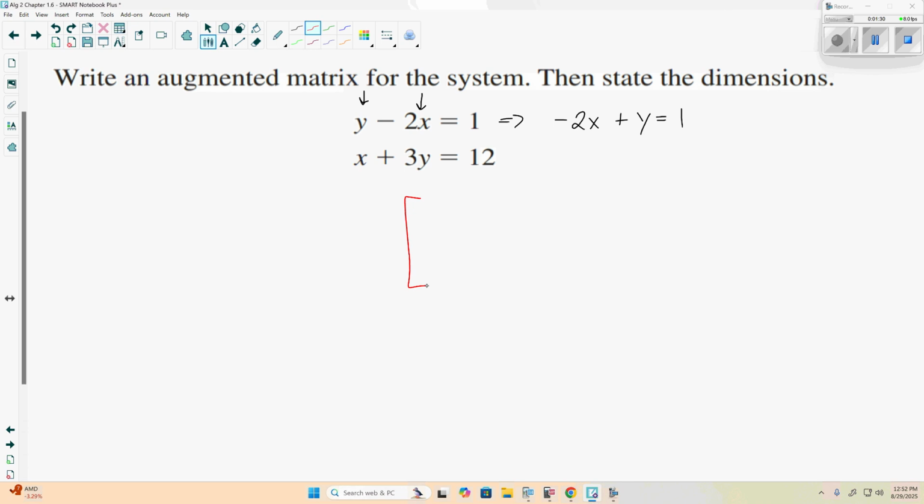Now, if they had been on opposite sides of the equal sign, we would have to add or subtract it from both sides to get them on the same side. Questions on this so far?